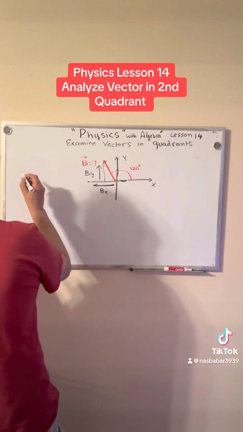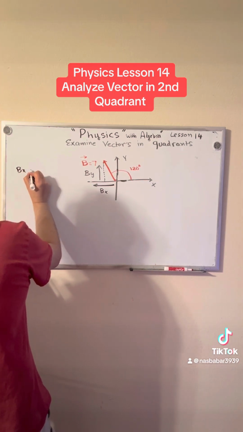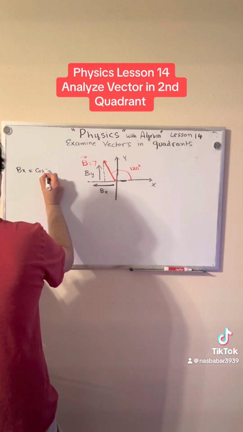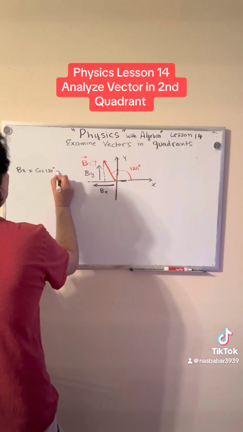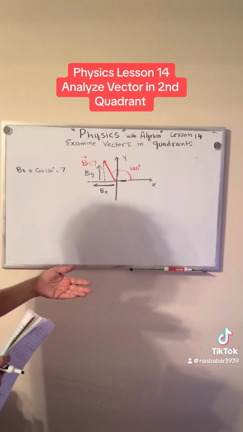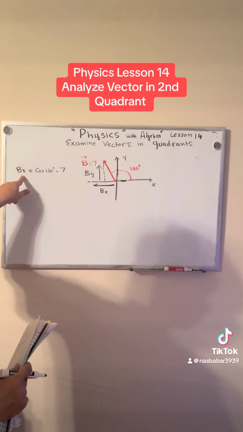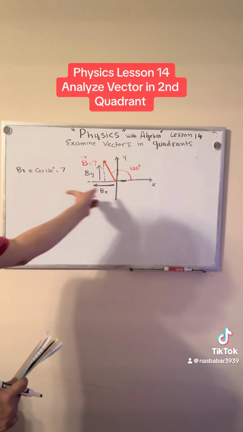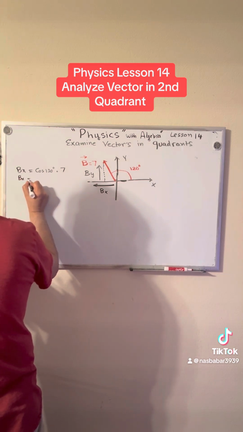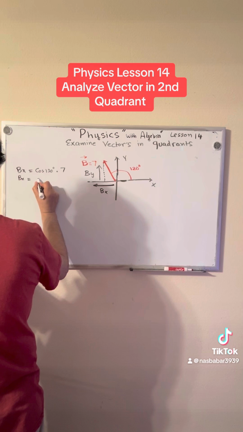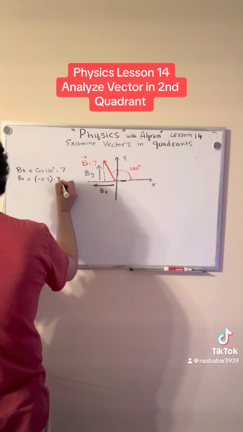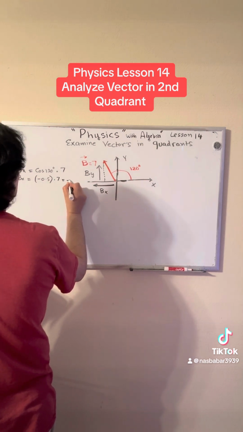Let's go ahead with bx, as I've already gone through. This is basically cosine of 120 degrees multiplied by 7, because cosine is base over hypotenuse, and then you do the algebra and you come up with bx, the horizontal component. So I solve this, and bx is equal to cosine of 120, which is negative 0.5, times 7. And when you multiply that, you get negative 3.5.